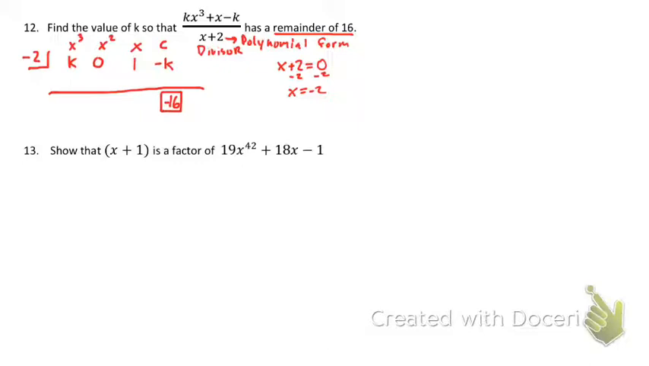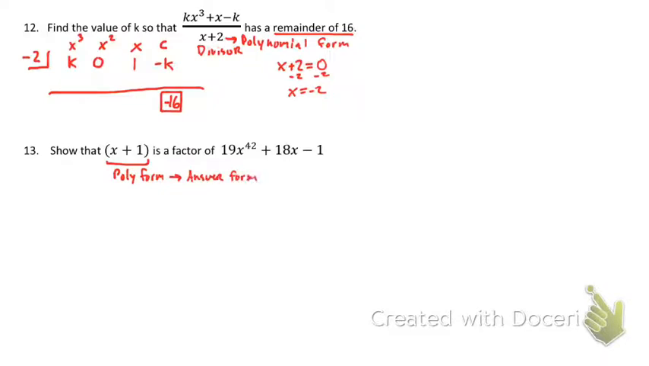Okay, 13. So I want to go over 13. It says, show that x plus 1 is a factor of this function or polynomial. This is not a typo, it's x to the 42nd power. So remember, this is in poly form. Okay, and we want to convert it into answer form, because answer form gives us more options to figure out if this is a solution or factor. So we want to turn it into answer form.